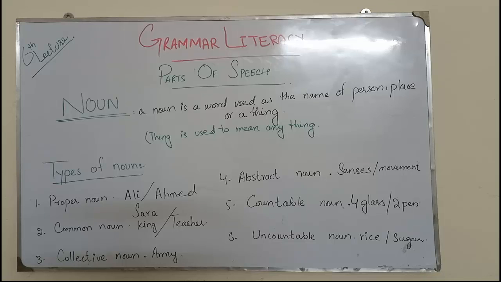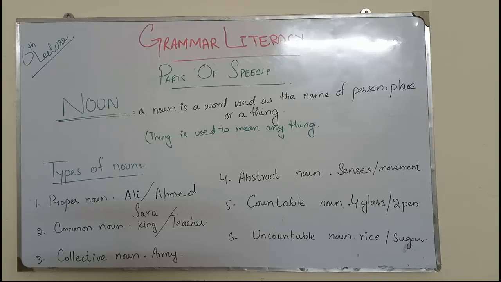First of all, look at the names. Number 1 is the proper noun, number 2 is the common noun, the third one is the collective noun, the fourth one is the abstract noun, the fifth one is the countable noun, the sixth one is the uncountable noun, and here is one more type, and that is the material noun. We are going to discuss the material noun further, but after some time. But the 6 main types will be discussed here.